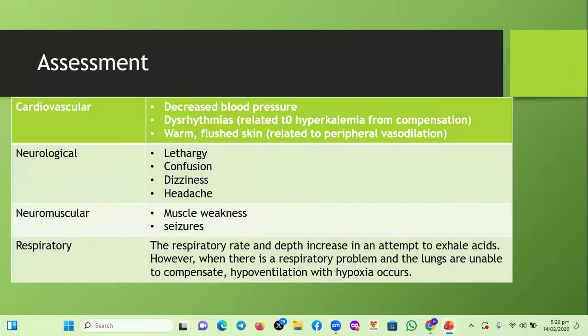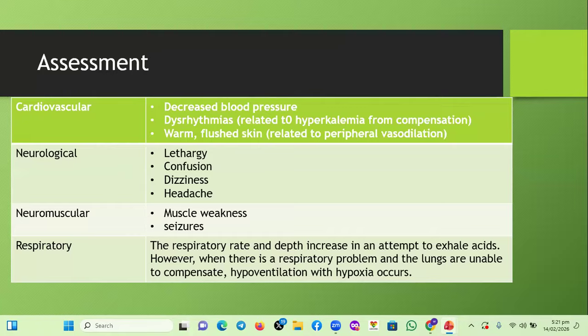Okay, let's look at our findings. Of course, you cannot do this without knowing what happens to the systems when someone is experiencing respiratory acidosis. When you take the cardiovascular system, what happens when someone is having respiratory acidosis is that there's going to be decreased blood pressure. The person will also have some form of abnormal heart rate rhythms, that is dysrhythmia. This is more related to hyperkalemia from compensation.